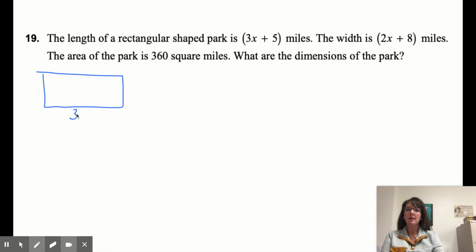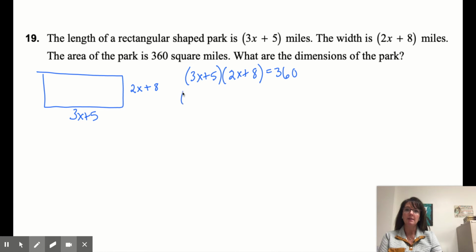Here is what we're learning. We have 3x plus 5, and we have 2x plus 8. Okay, so we know that if we multiply these, 3x plus 5 times 2x plus 8 would be equal to 360. So we can multiply and get 6x squared, that's the first terms, the outer terms 24x, the inner terms 10x, and the last terms 40 is equal to 360.